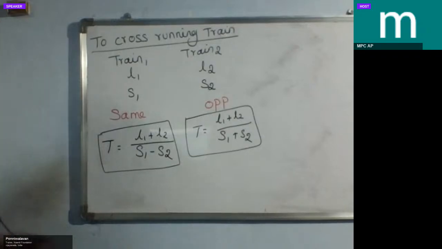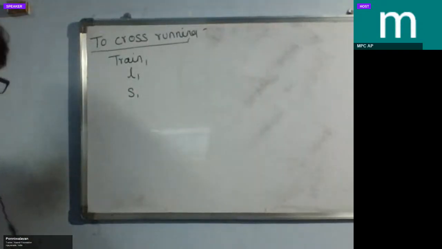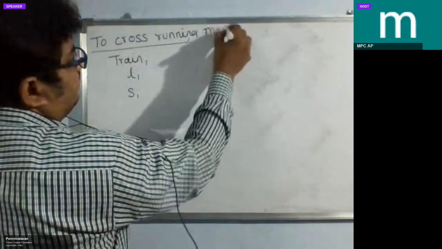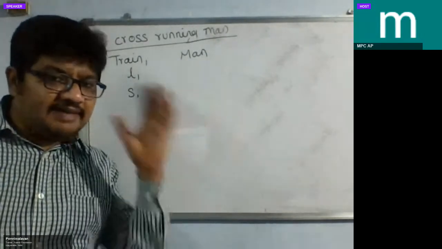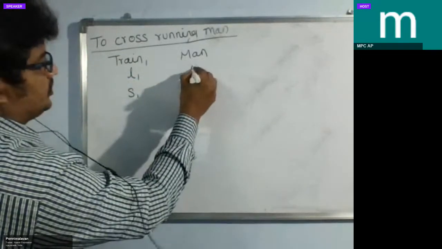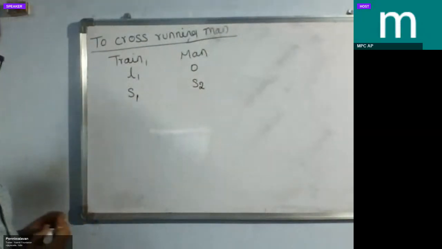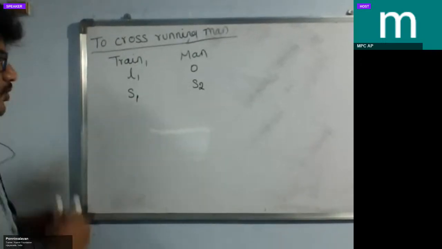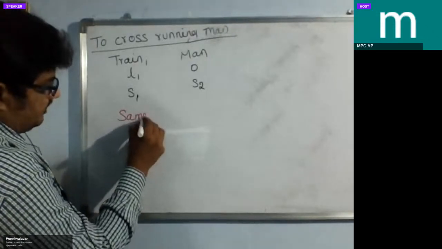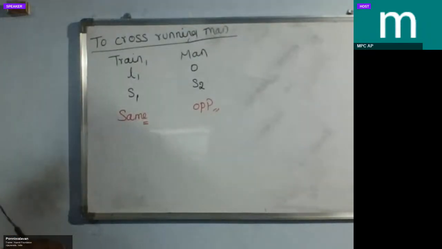Okay. Next, to cross a running man. Does a man have a length? No, so 0. Here the man is running, so he is having speed. So with two speeds, the next question: same direction or opposite direction?